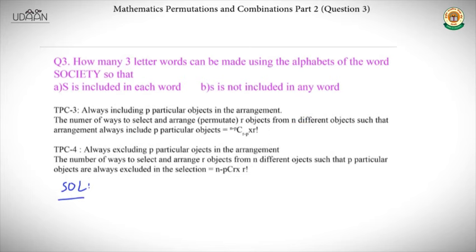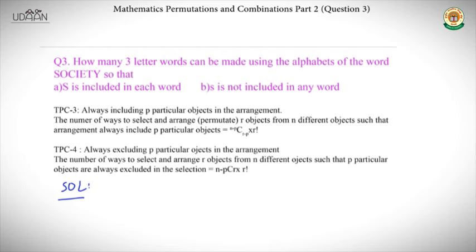Now we move to question number 3, which says: how many 3-letter words can be made using the alphabets of the word society, so that in part A, S is included in each word, and in part B, S is not included in any word. So now we are seeing a question similar to the previous one, but we also have to arrange the letters.